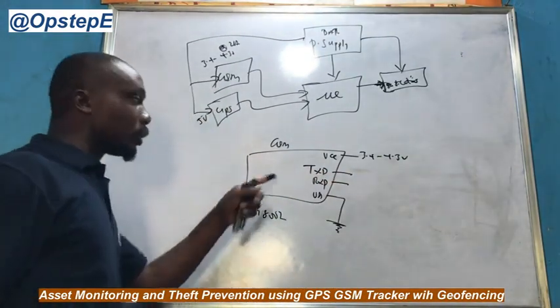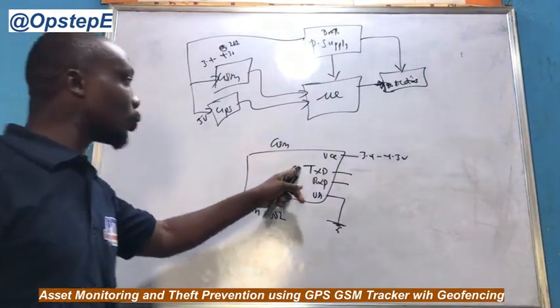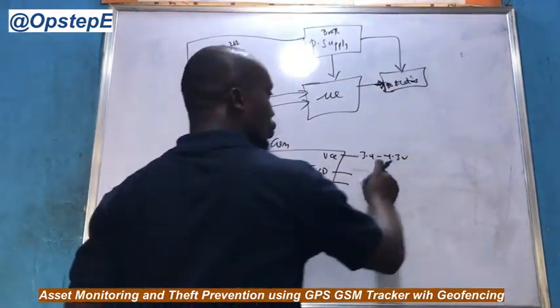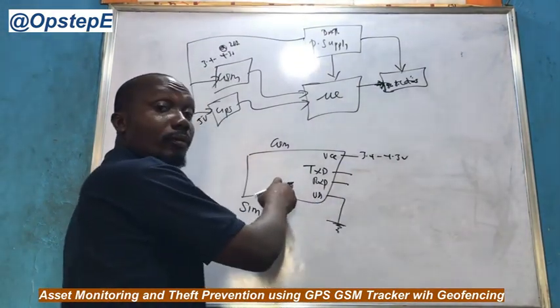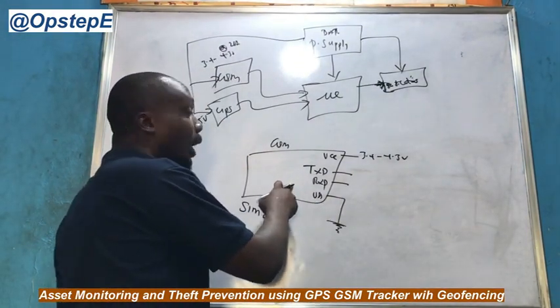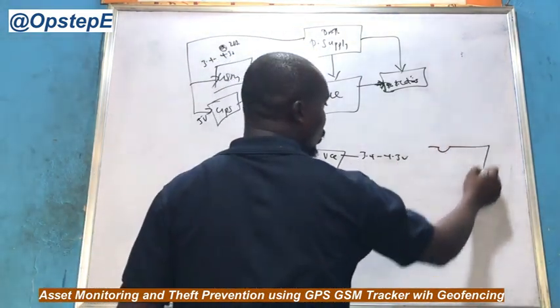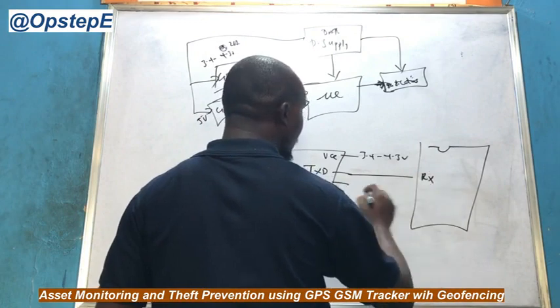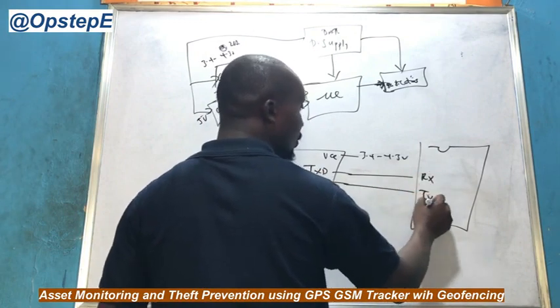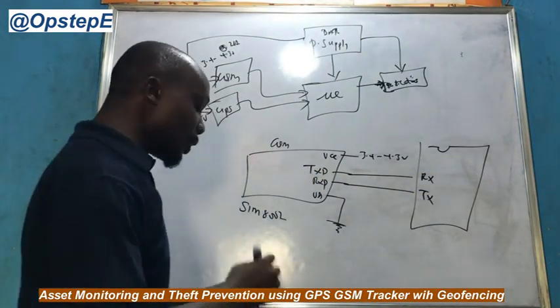And you already know what this is for. This is what it transmits to the mouse controller, and this is what it receives from the mouse controller. Does it make sense? So if this was your controller too, just like we did before, this transmit goes to the receive, and this receive goes to the transmit. Does it make sense?